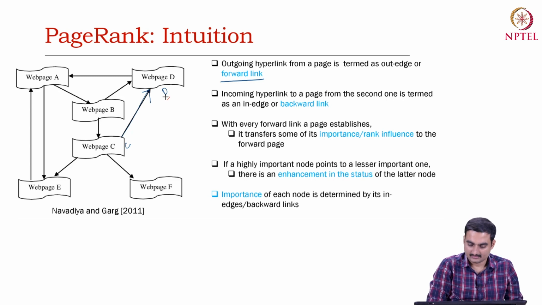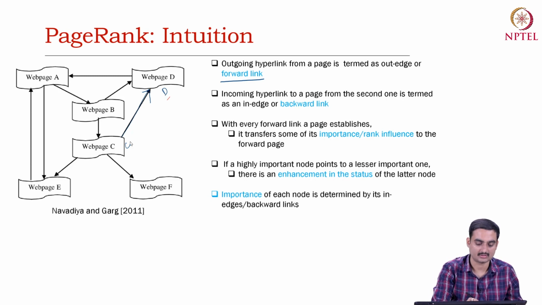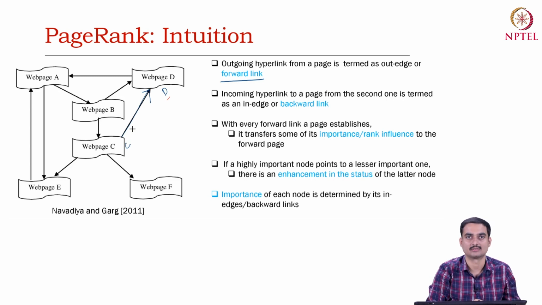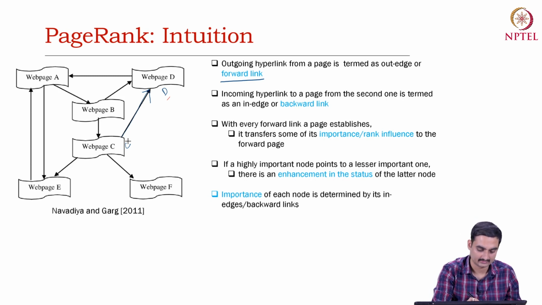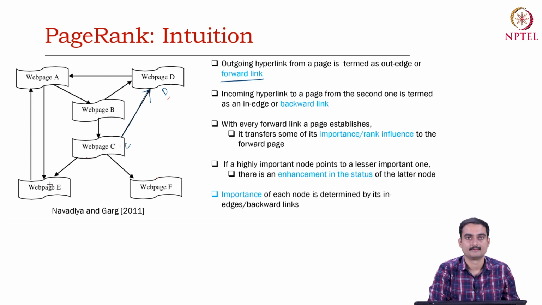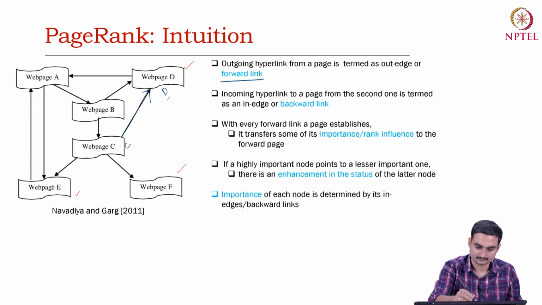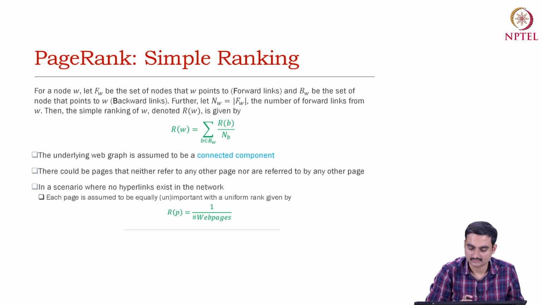Okay, so the importance of a node spreads through its outward edges, through its forward links. Say, for example, the importance of node C would move from C to D, from C to F, from C to E, and this in turn would increase the importance of web page D, web page E, and web page F. So this is a very simple metric.